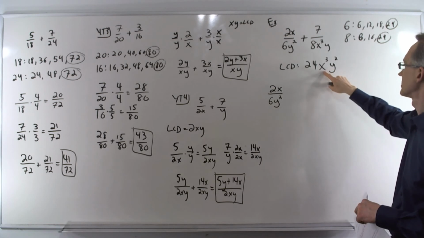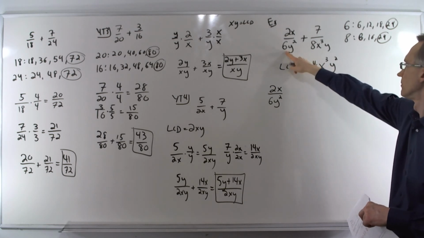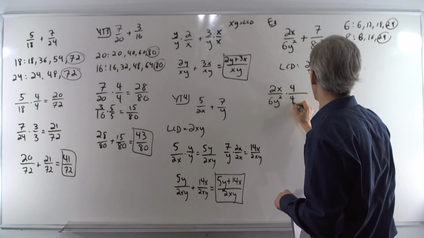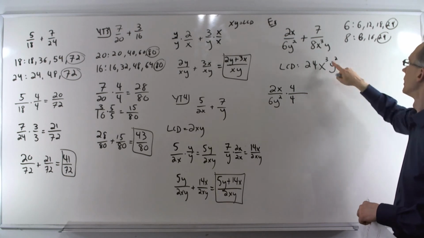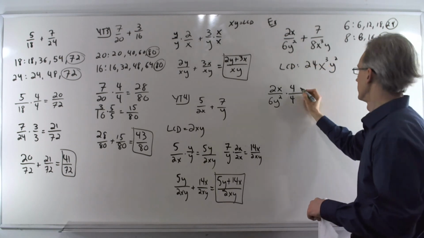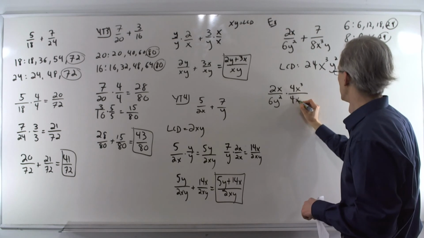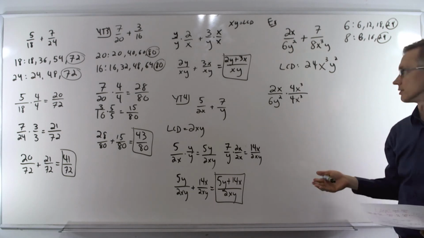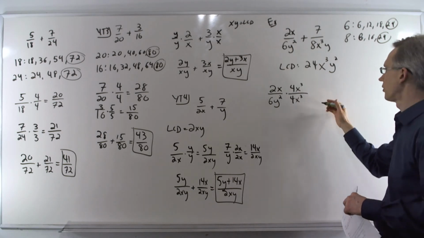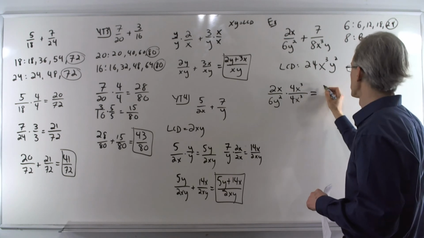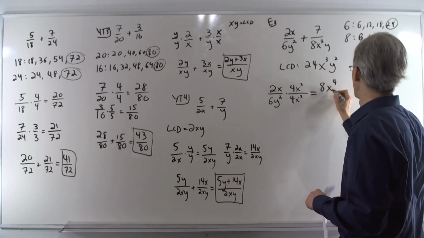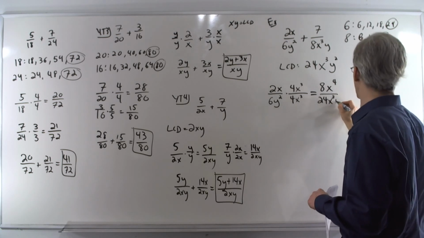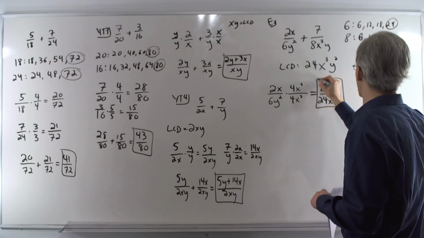Let's try taking the LCD and divide it by 6y squared. 24 divided by 6 is 4, so we're going to multiply by 4. X to the third divided by 1, x to the third. And then we got y squared divided by y squared, those cancel. So we're going to multiply this fraction by 4x to the third over itself. Multiplying straight across, we get 8, x to the fourth on top, divided by 24, x to the third, y squared. All right, there's one of our fractions.